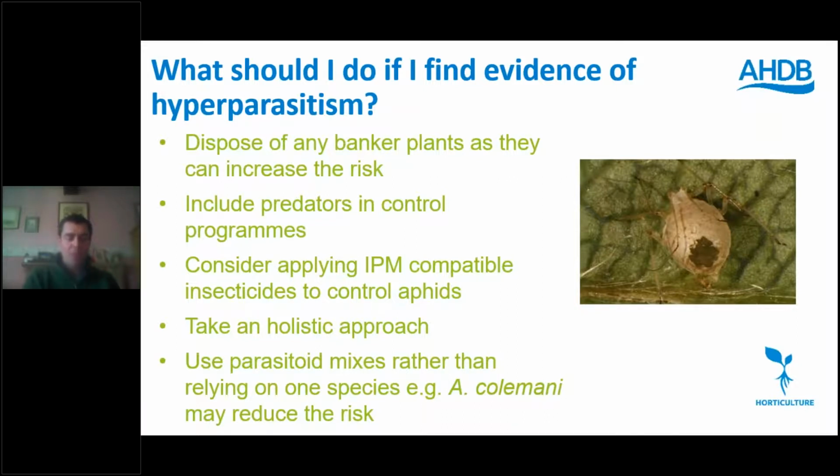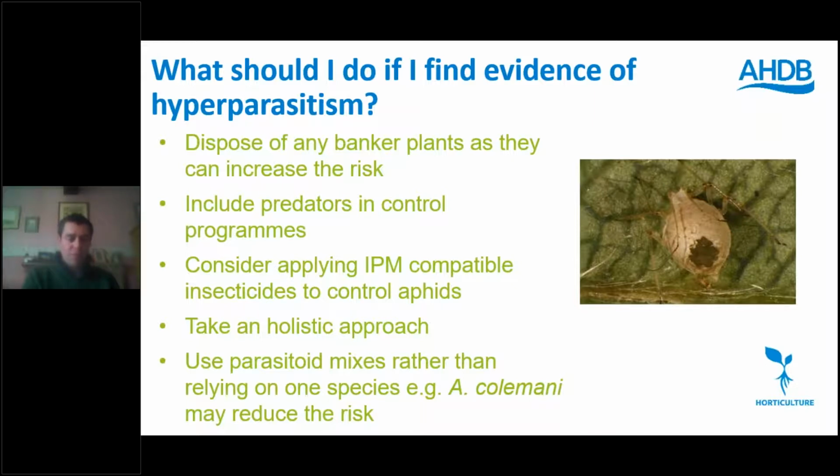Including predators in your control programs will also help. So if you think back to a few slides ago where we had the parasitoid slide and then the predator slide, so things like aureus, lacewing larvae, etc., that actually feed directly on aphids, these will help avoid the buildup of the impact of parasitoids.